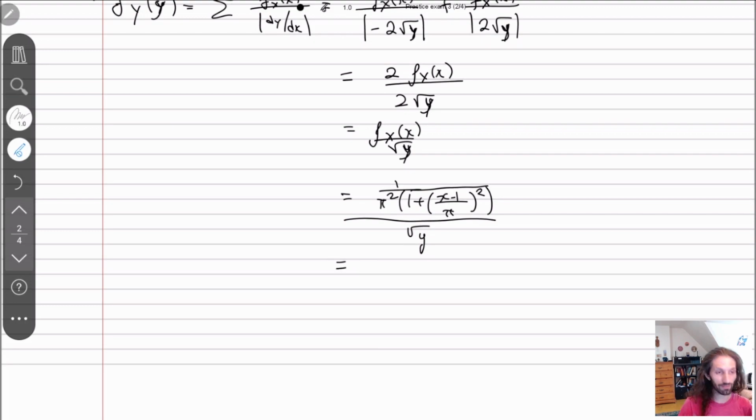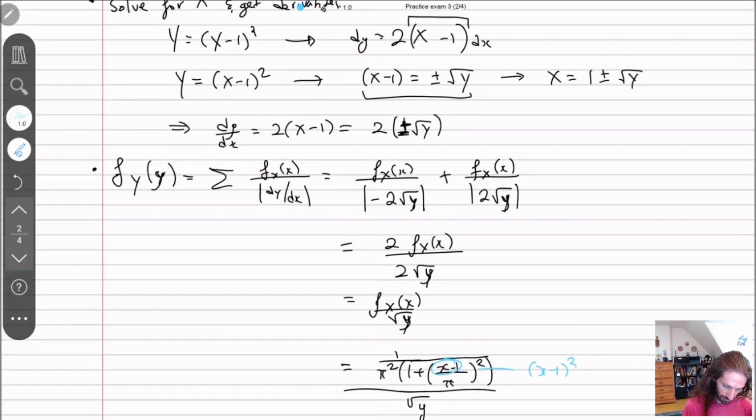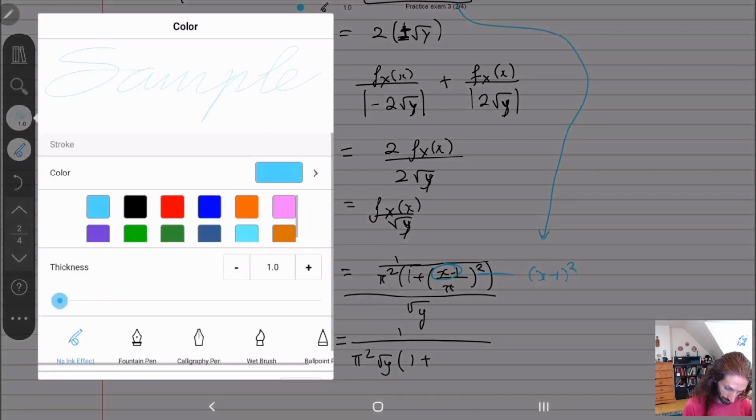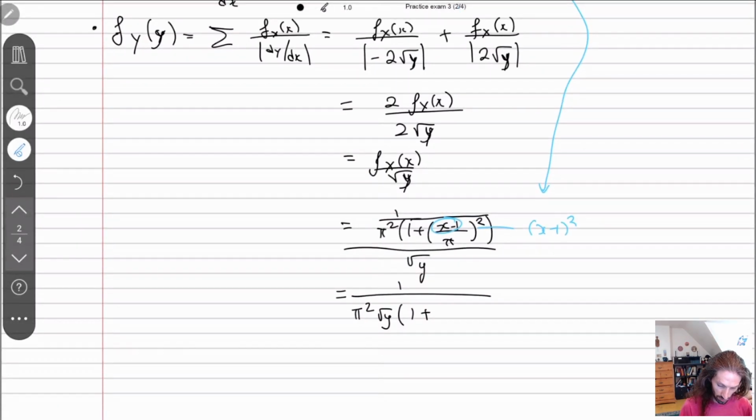Now here you can see that everything is in the denominator, so I'm just going to move everything below. So pi squared, square root of y, times 1 plus. And then notice how I have x minus 1 here. This is (x minus 1) squared, and here I can use this formula as well. So I'm going to be squaring this. I have square root of y squared, so I just get y here, over pi squared. And this turns out to be the final formula. So this is our formula for f sub Y of y.